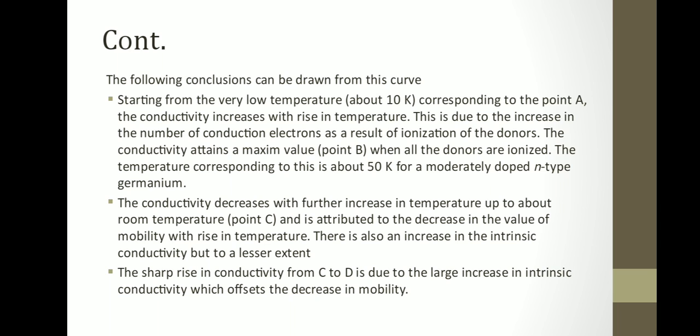The conductivity decreases with further increase in temperature up to about room temperature, point C, and this is attributed to the decrease in the value of mobility with the rise in temperature. There is also an increase in the intrinsic conductivity, but to a lesser extent. The sharp rise in conductivity from C to D is due to the large increase in intrinsic conductivity, which offsets the decrease in mobility. These are the conclusions from the graph.